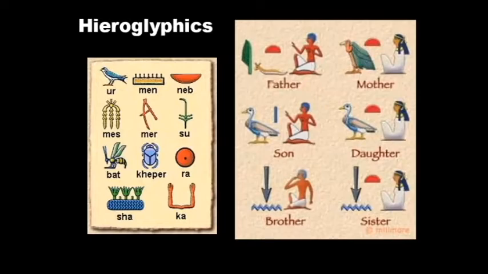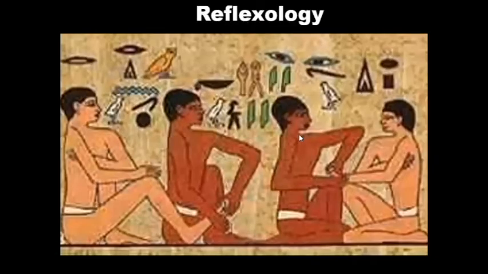And the writing with the help of pictures was also known as pictography. That is known as pictography. Then another thing with which the ancient Egyptian civilization excelled, meaning they were experts in this science, was the science of reflexology. Now tell me, what is reflexology?